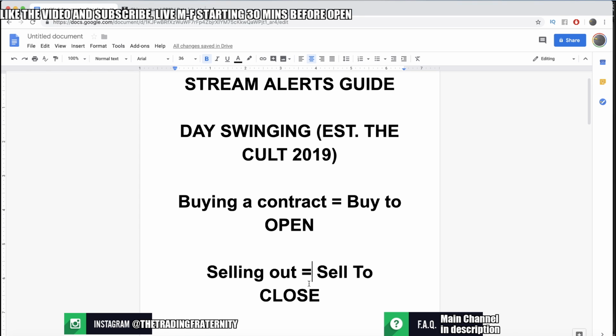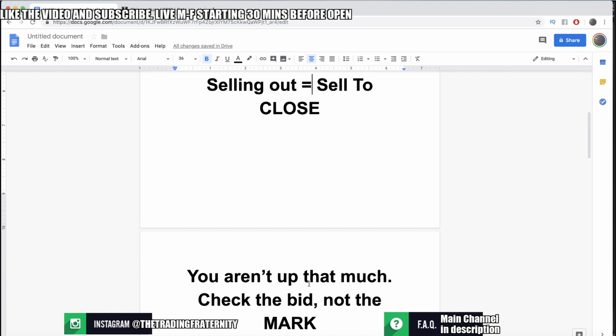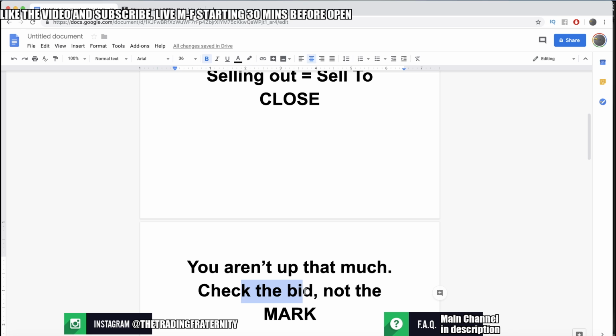I want this much money or more. If no one is, you know, you have a contract for $50 and you say, I want $50 limit order, you will not get 49. And that's the issue, because now you aren't up that much. Check the bid. If you want to see what your contract is worth, do not believe your portfolio. Do not believe your Robinhood. They're telling you the mark. And what the mark is, it's taking the difference between the bid and the ask and giving you the middle.